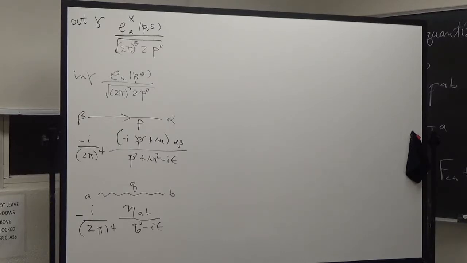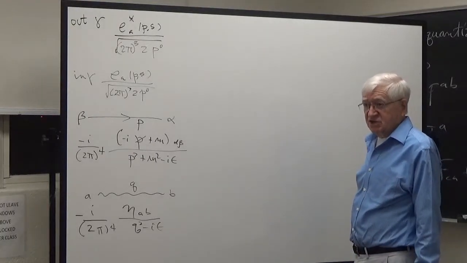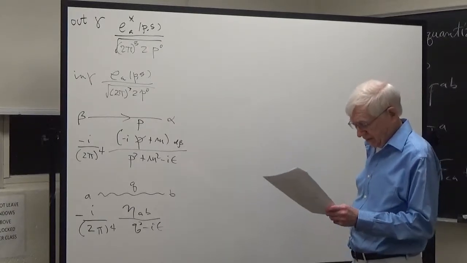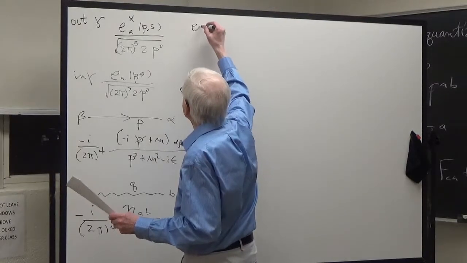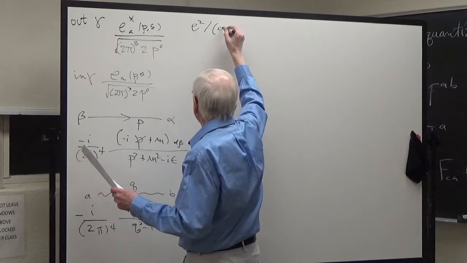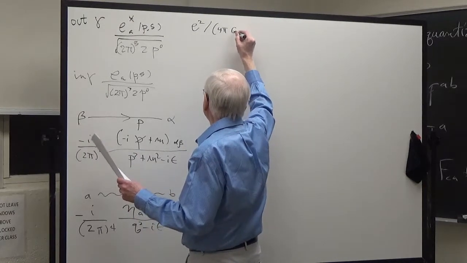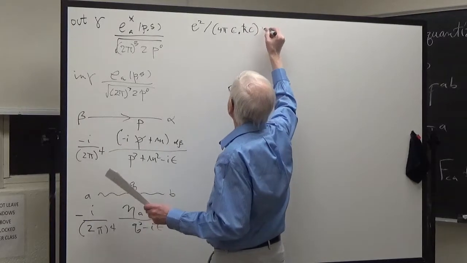So let me first of all do the annihilation diagram, or the direct process, for e plus e minus scattering. It's a lowest order, of course. Remember that e squared is such that, e being the charge of the electron, this is e squared over 4 pi epsilon 0 h bar c.